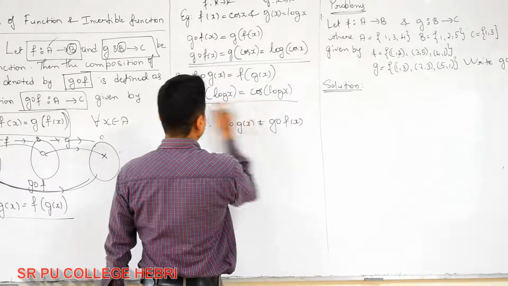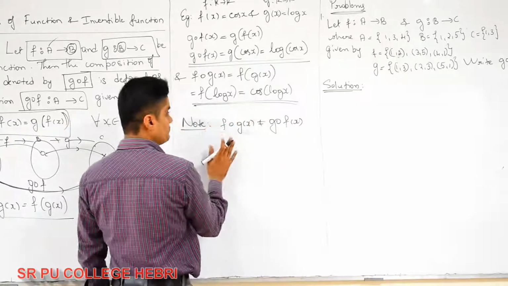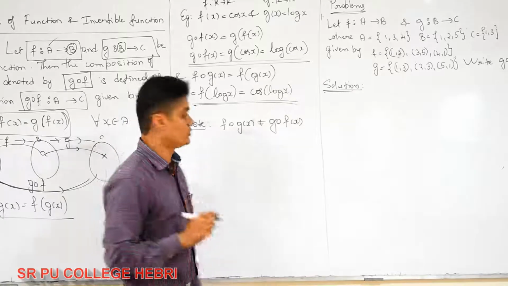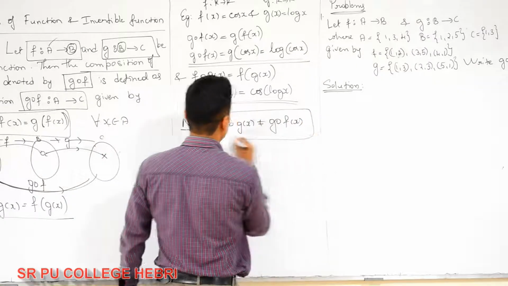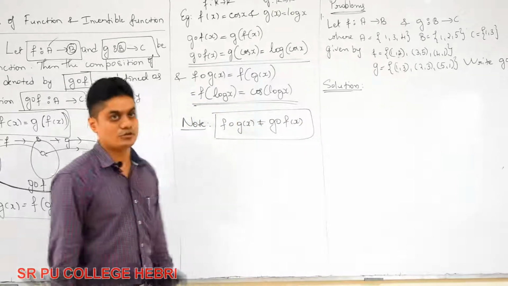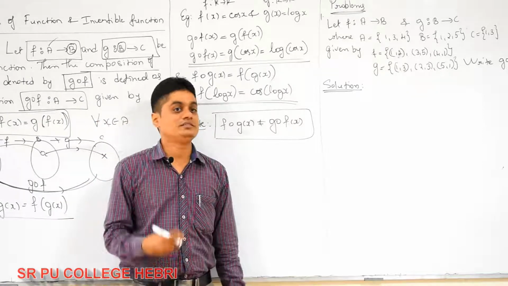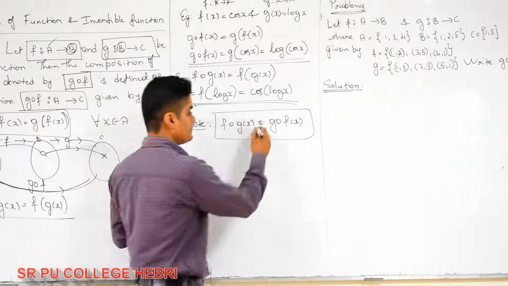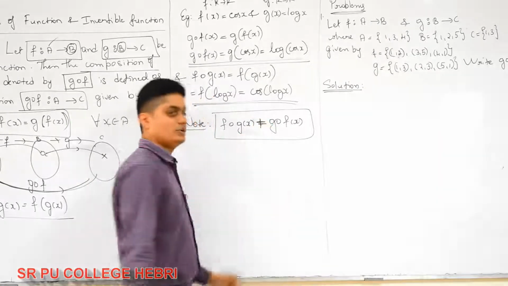See, from these two answers, you can confirm that always f of g of x is not equal to g of f of x. Then f of g of x is not equal to g of f of x. This is known as anti-commutative or not commutative. This is always true: f of g of x is not equal to g of f of x.